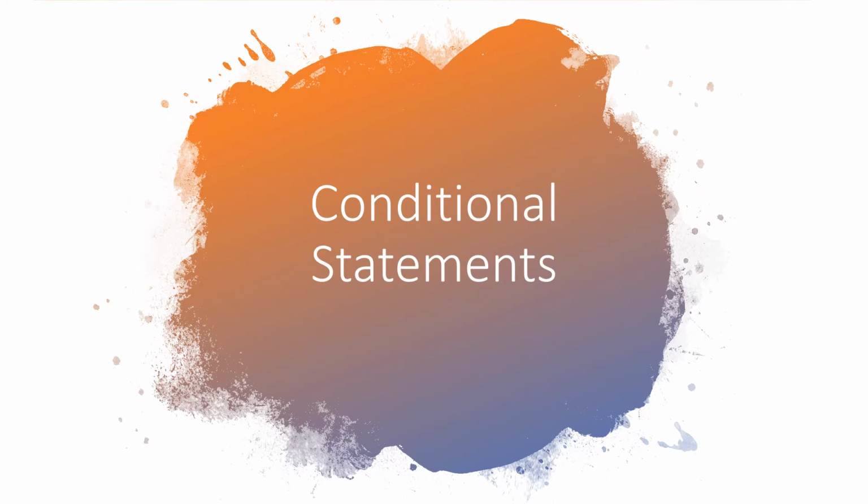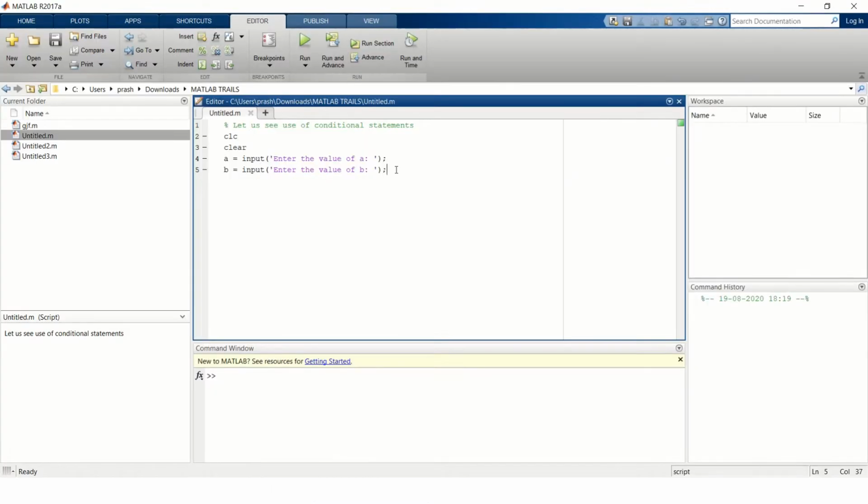Conditional statements enable the user to select which block of code or which of the operations should be executed or performed. Let us see how to use a conditional statement and what the structure of this conditional statement is. I have taken a simple example where we are going to apply a conditional statement.